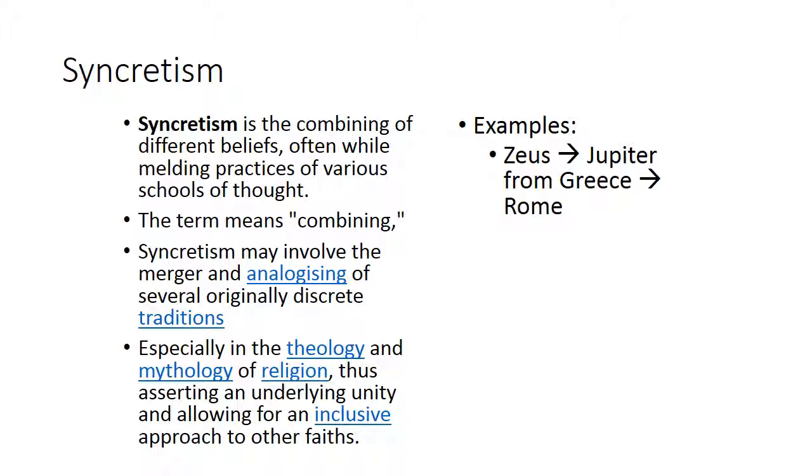Another example would be the Christmas tree. The idea of this tree to celebrate holidays comes from paganism, which was popular in the Roman Empire at the time. And so when Christianity was adopted, the Christmas tree became a thing. Okay? So the term means combining. And so we'll look at different examples of syncretism, but it's taking two ideas, putting them together, and coming out with a new idea.